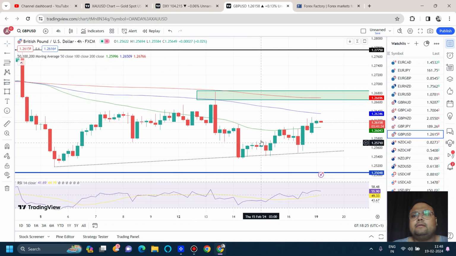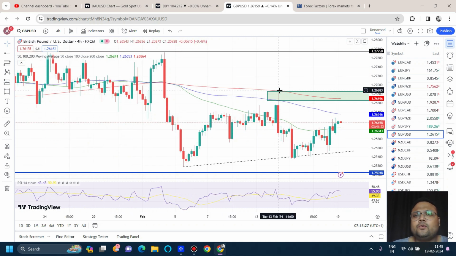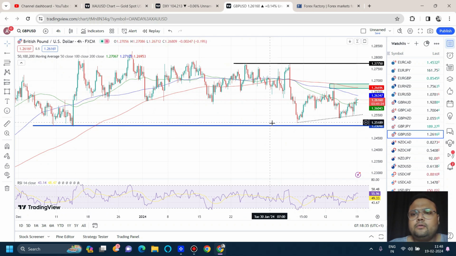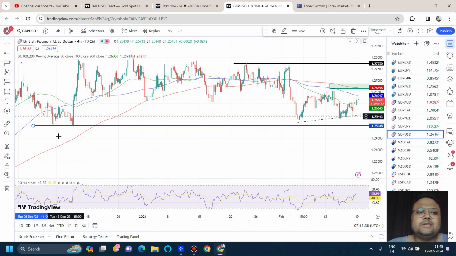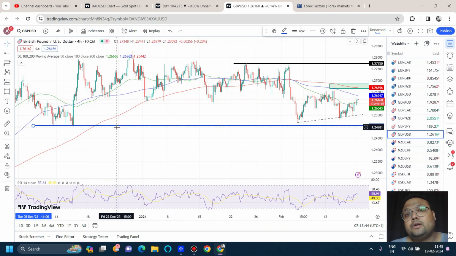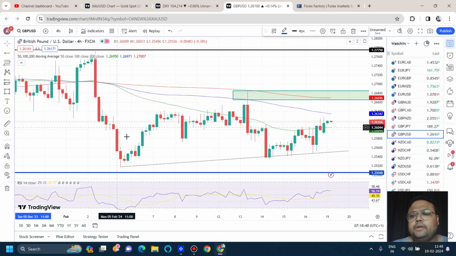The rest of the levels, like 1.2665 and 1.2685, we have already discussed. So if you want a detailed analysis, watch the video on Saturday. Or 1.2500, because this was the previous support from where market gave a big bounce. 1.2500 is also a round number, a psychological level. So 1.2500 should be the support.